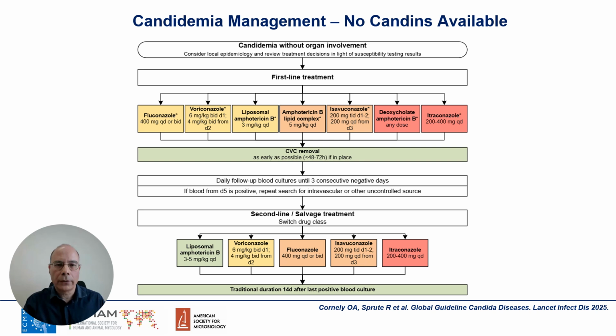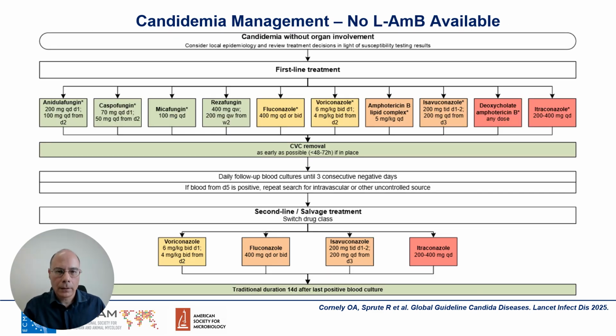If echinocandins are not available, fluconazole, voriconazole, or liposomal amphotericin B represent reasonable alternatives for first-line treatment of candidemia. If liposomal amphotericin B is not available and the patient is refractory or intolerant to echinocandins, the triazoles voriconazole, fluconazole, and isavuconazole represent second-line options, providing the Candida isolate is found to be susceptible to these drugs.